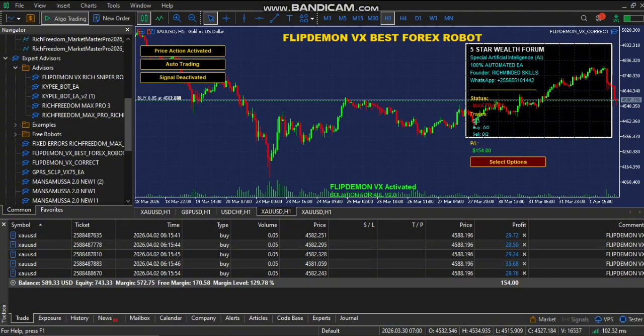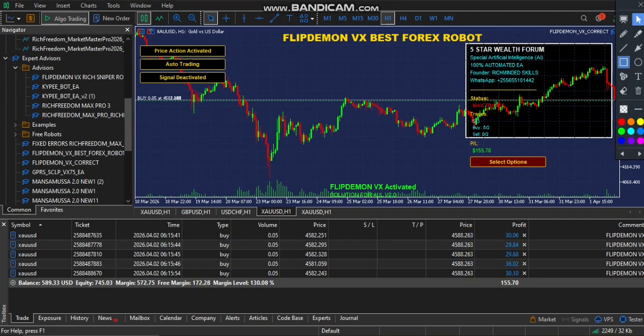The first tool and the engine behind all these trades is called FlipDemon VX. FlipDemon VX is an expert advisor, an EA. In simple words, it is a trading robot that runs inside MetaTrader 5 and executes trades automatically, 24 hours a day, 5 days a week, without you needing to sit at a screen. Now, you can see on the chart right here the label at the top, FlipDemon VX, Best Forex Robot. And at the bottom of the chart, it says FlipDemon VX Activated. This confirms the robot is live, it is running, and it is in control.